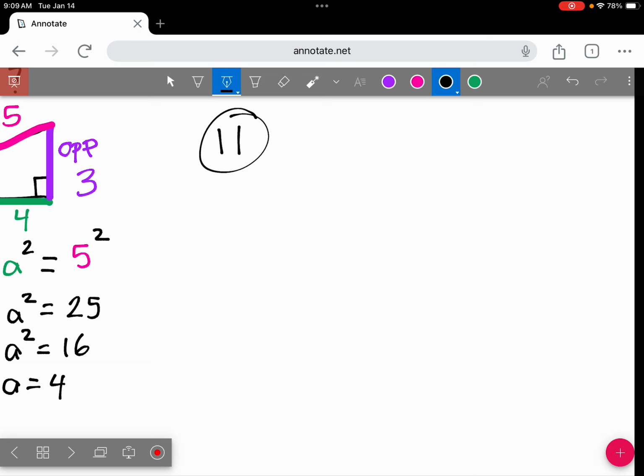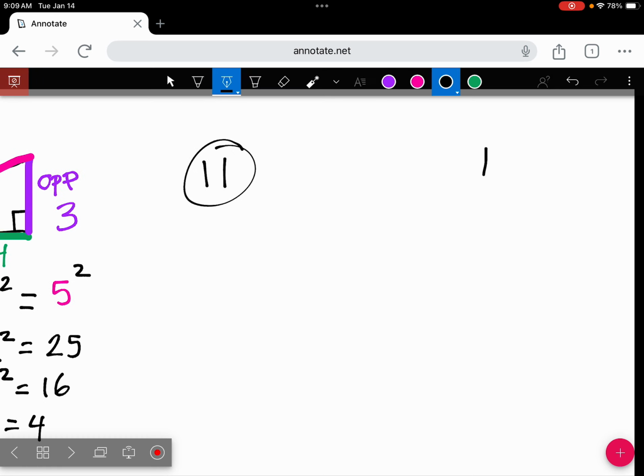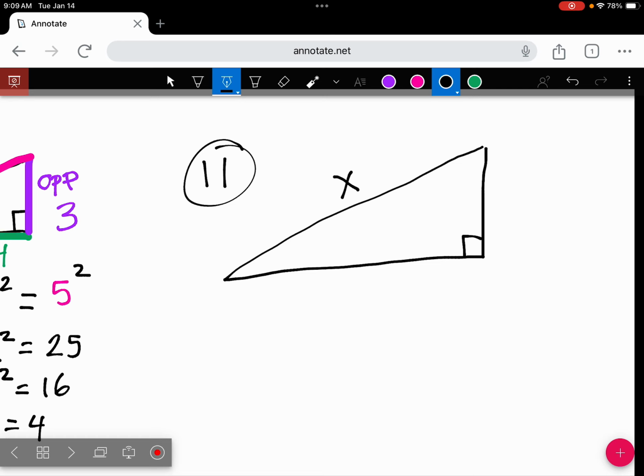lost. All right, so on 11, we are given a triangle. It looks like this. We have a right triangle. They give us that this side is x, this side is 4, this side is y, and that this angle here is 30 degrees.